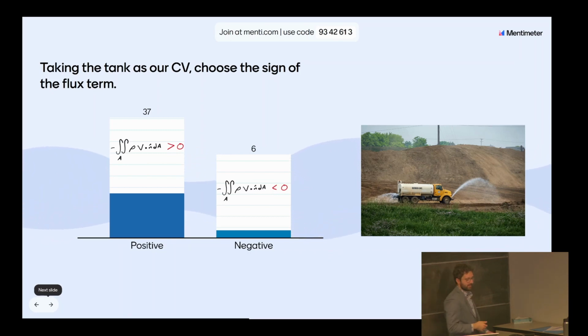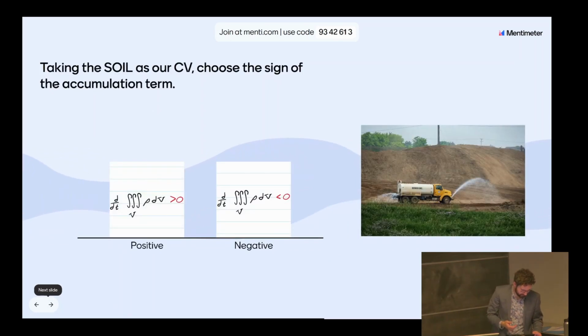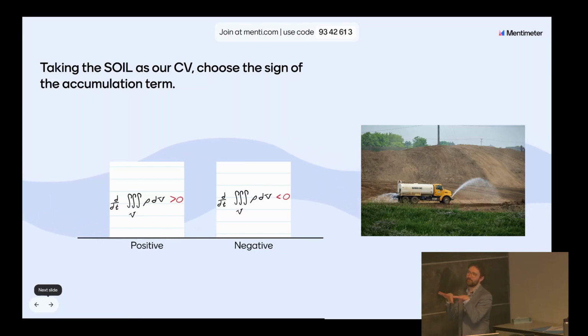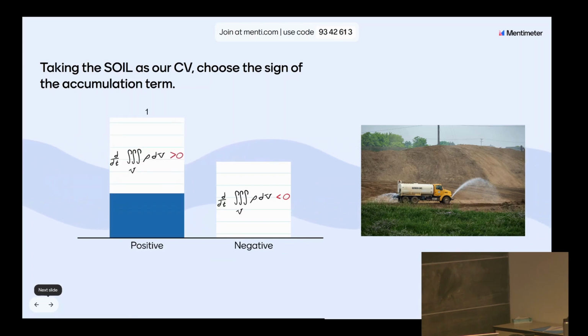Okay, let's try a different one. Let's assume we take this whole field as our control volume. So we forget that there's a truck on top of the field, other than remembering that it's spraying water onto the field. Let's consider this field as a control volume. And what do we think the accumulation term would do there?